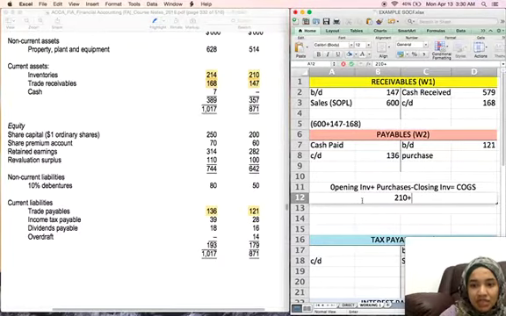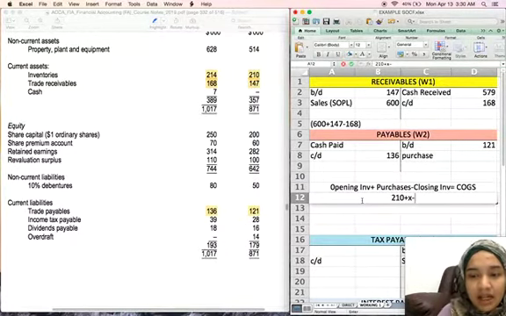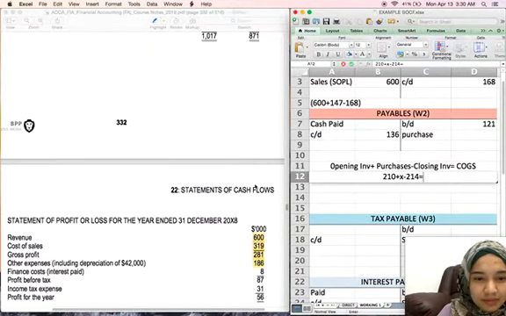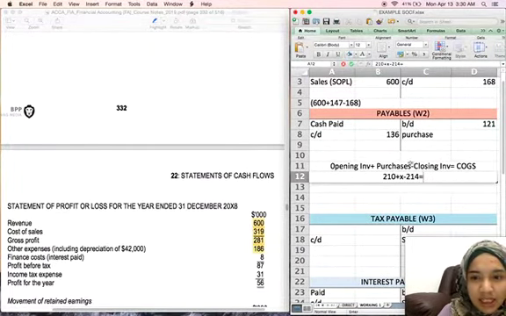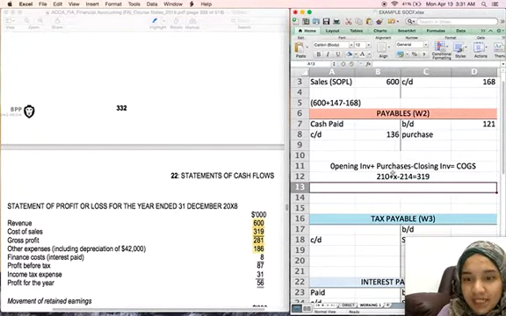Plus purchases. Do you know how much your purchases is? No, so you put X. Minus closing inventory 214. This one. 214 equal to COGS. How much is it? 319. So, can you find the purchases? Yes. Okay, try to find it first.